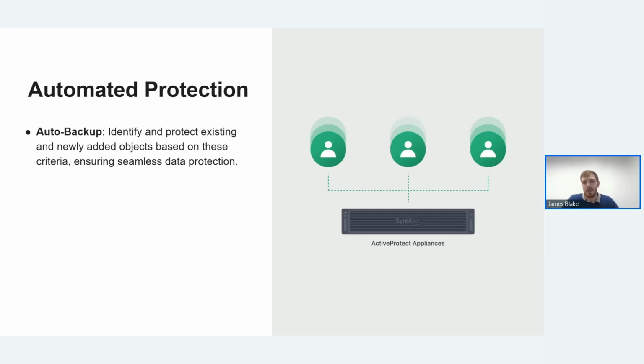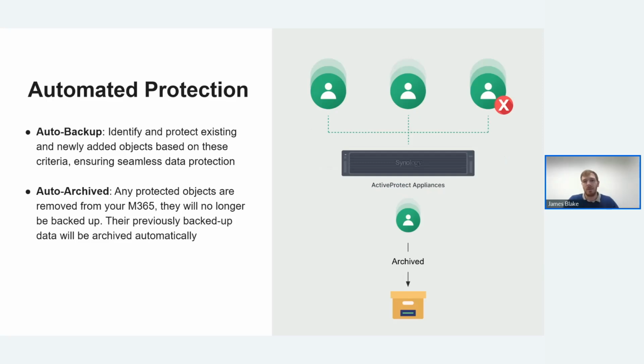To simplify the backup process across all workloads, Active Protect also offers automatic protection. Simply set up your backup rules and the system will automatically protect both existing and new objects that match your criteria. Similarly, when protected accounts, sites, or teams are removed from 365, they will no longer be backed up, and any previously backed up data will be archived on designated backup servers according to your retention policy. This seamless approach ensures effortless protection whilst maintaining synchronization with the source 365 tenant.